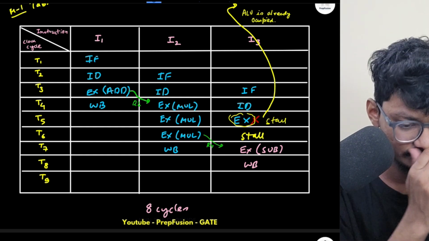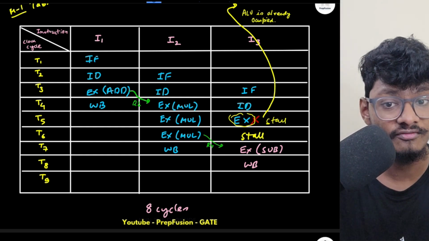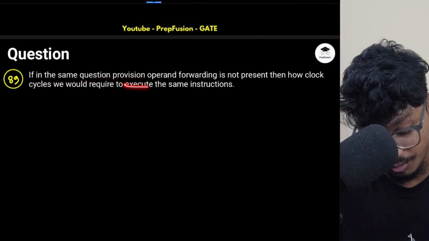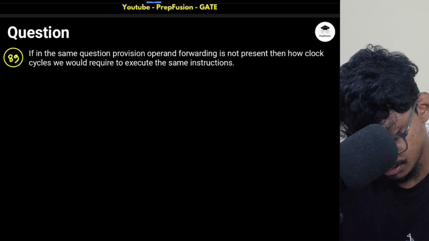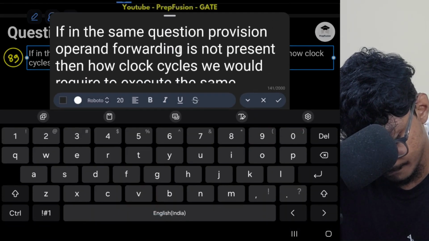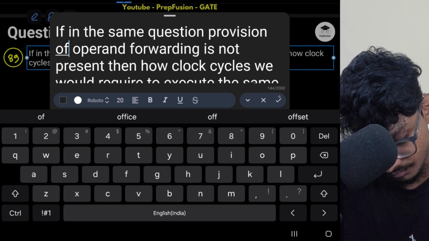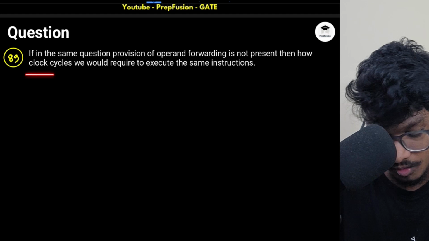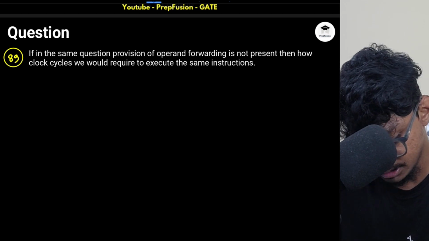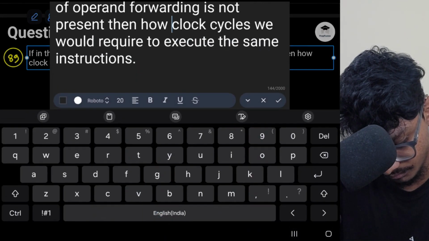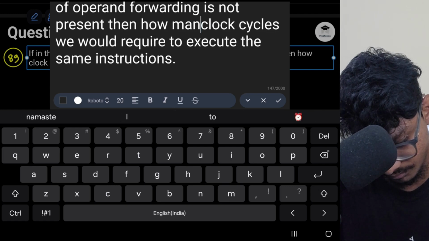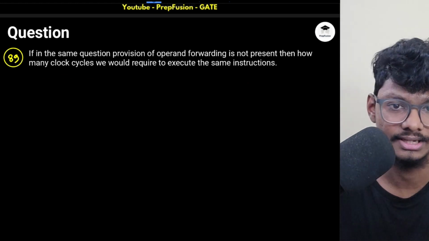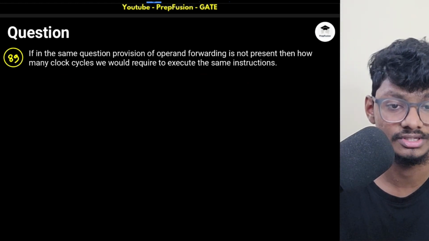Okay, that's why operand forwarding was present. Now, if operand forwarding is not present, how will you do? That is the question, right? If in the same question provision of operand forwarding is not present, then how many clock cycles would we require to execute the same instructions? How many clock cycles would it require for us to execute the same number of instructions?